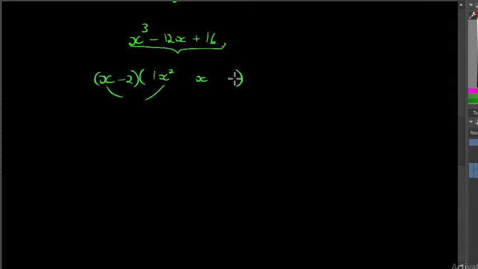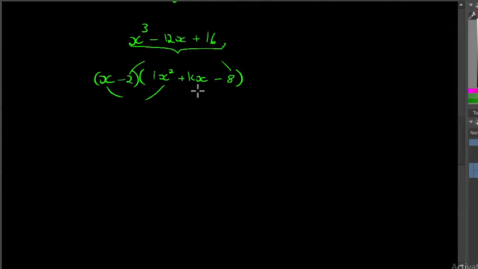Okay, to get the last term is also easy, because the first number and the last number here must give me the last number there, which is positive 16, so this must be a negative 8. So negative 8 and negative 2 is positive 16. The problem is this term here. Let's call it again k.